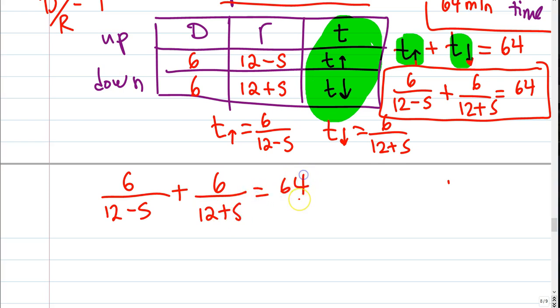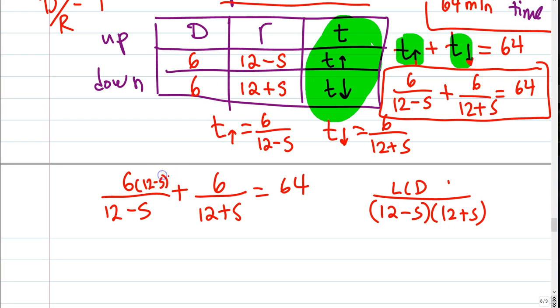The problem with this is we got a bunch of fractions. So let's bust them. What is our LCD? Well, neither of those denominators are the same, so it would just be 12 minus s times 12 plus s. So I'm going to multiply everything times 12 minus s, 12 plus s.